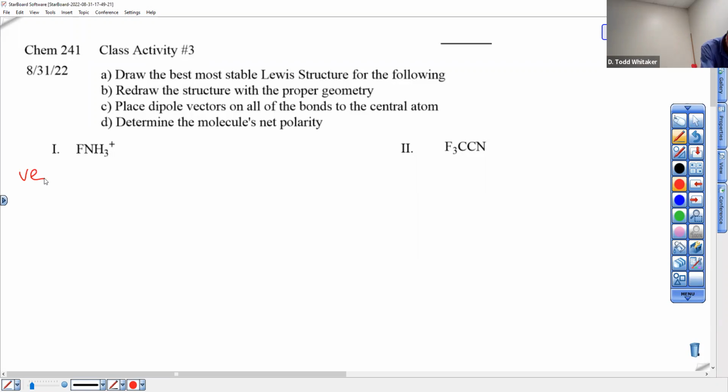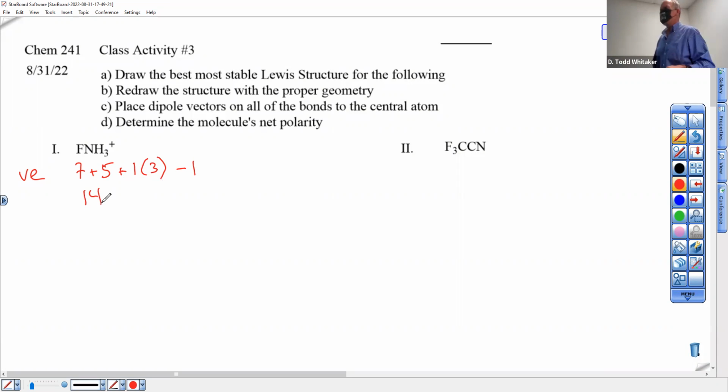Valence electrons. 7 for fluorine. How did I know that? It's in the halogen column with a Roman numeral VII above it. And then 5 for nitrogen. 1 each for the hydrogens, and there's 3 of them. Now, if you have a cation charge, are you missing a valence electron, or do you have an extra valence electron? You're missing one. So 12 plus 3 is 15, minus 1 is 14.